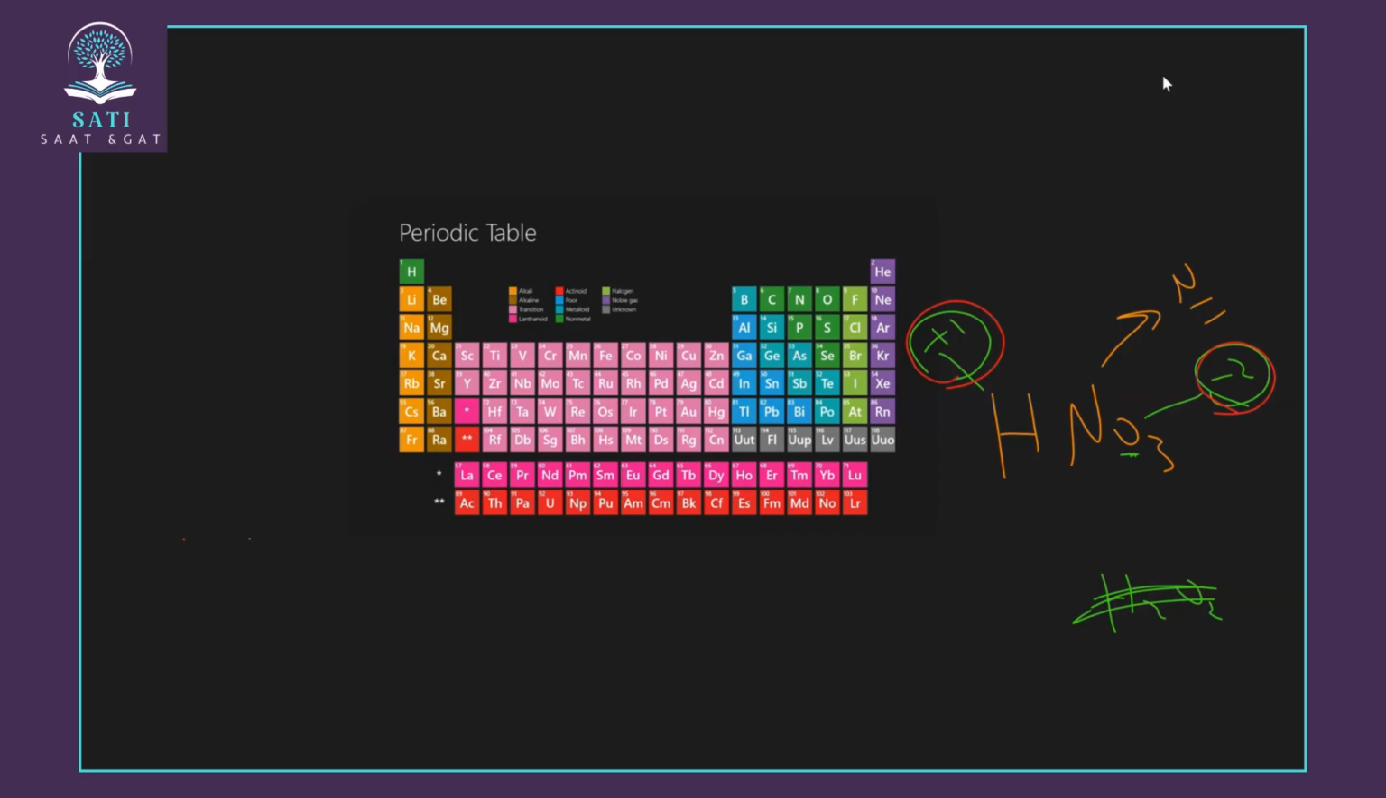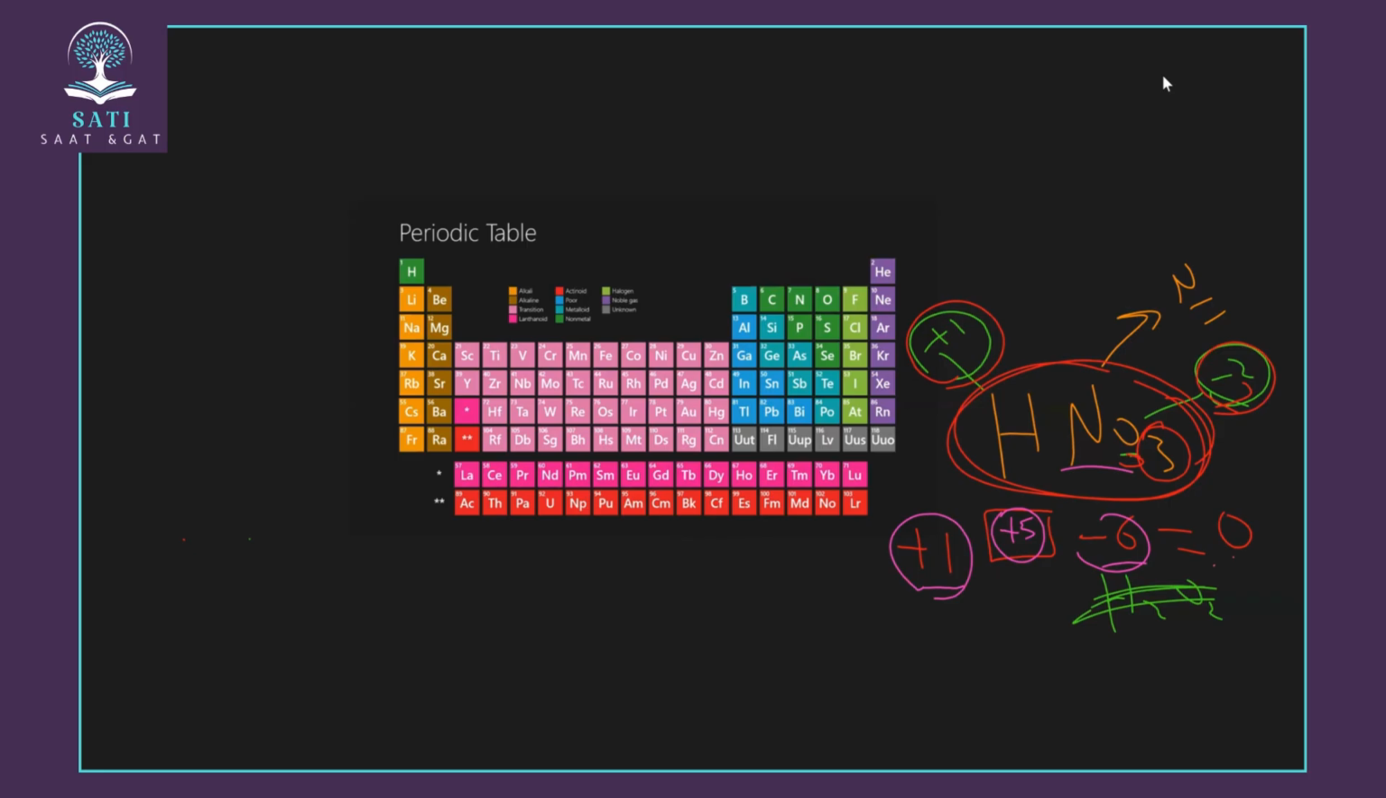Now, to find the oxidation number of nitrogen, the sum has to be 0. Hydrogen is +1, and oxygen is -2, times 3 oxygens, which is -6. The overall oxidation number of the whole compound has to be 0, because no power is there. So when I add +1 and -6, that gives -5, and I have to add +5 in order to get 0. So nitrogen here is +5.